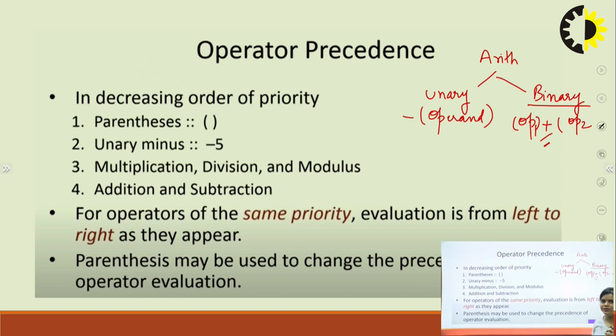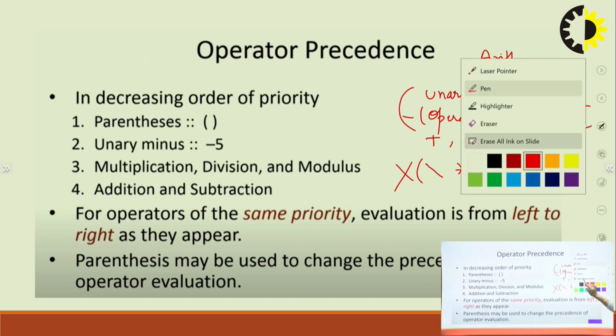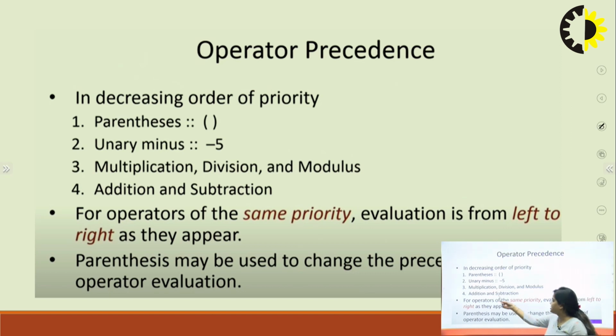The important point which we all have to note here is that unary works only with plus or with minus, not with division and multiplication, right? These two operators do not work with unary, only plus and minus. Clear? Then the precedence goes with multiplication, division and modulus, which hold the same precedence. And here, same for addition and subtraction.